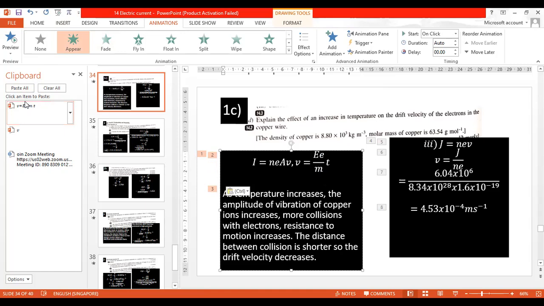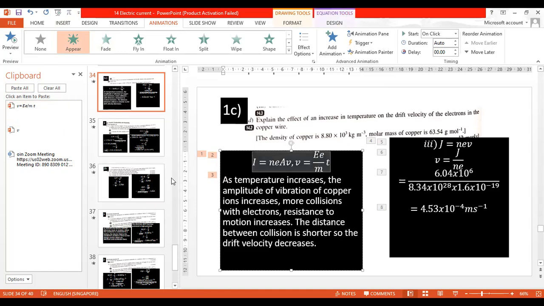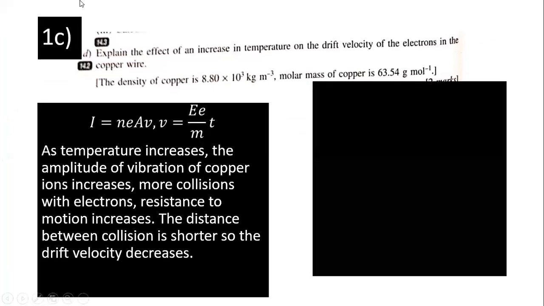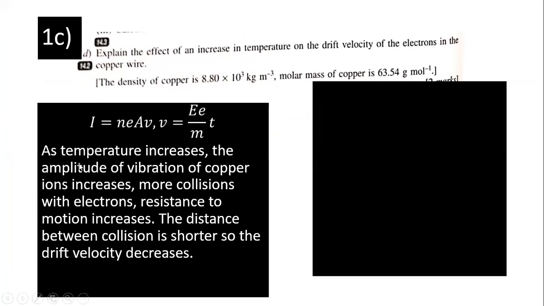Okay, remember this formula? And know how to derive the drift velocity. That's what it means. Amplitude increases, more collision. More collision will mean that this time will be shorter. This is the time between collisions. So as it collides more often, the time between collisions becomes shorter, and the drift velocity becomes smaller, or decreases.